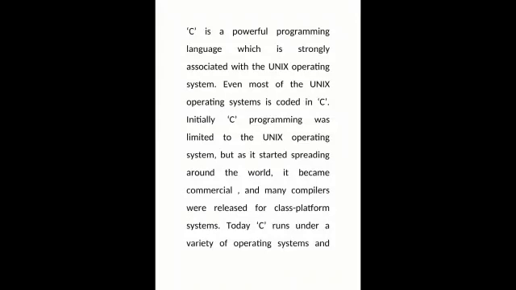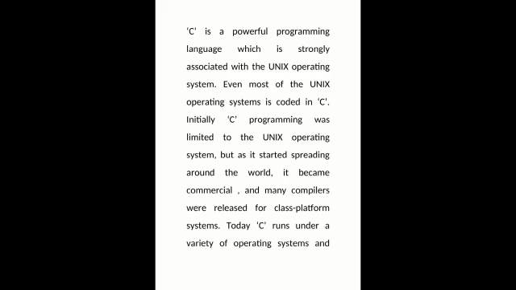What is C programming language? C is a powerful programming language which is strongly associated with the Unix operating system. C was developed to make the Unix operating system. Even most of the Unix operating systems are coded in C. There are many types and versions of Unix operating systems that are coded in the C language.